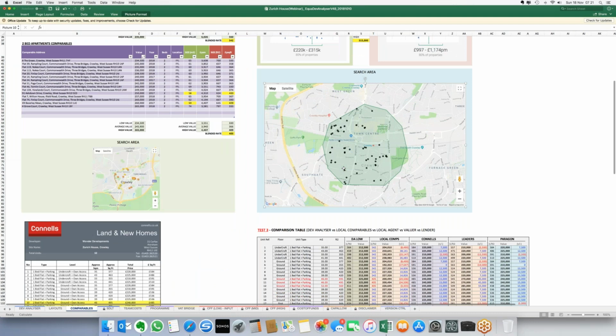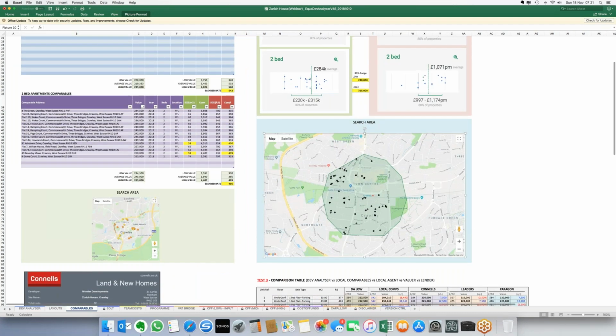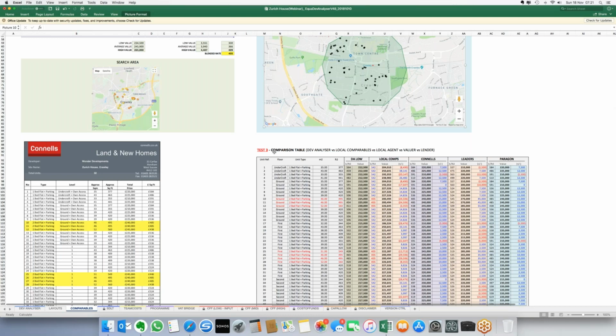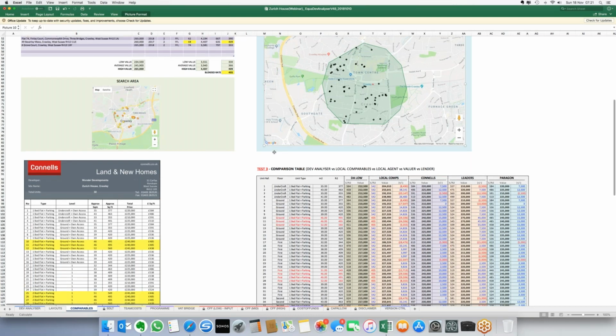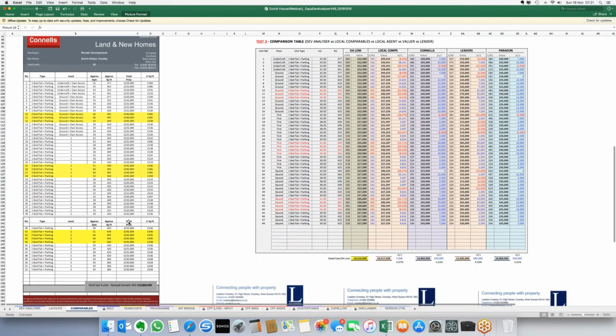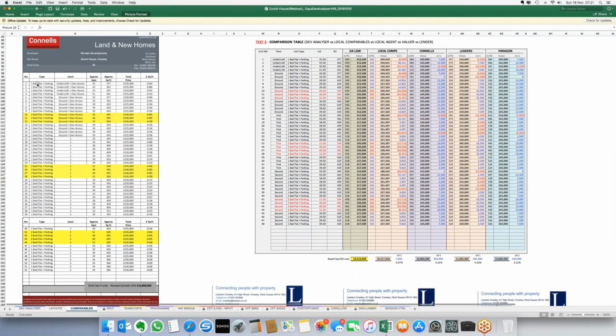Okay, so the third test is, if you remember, we sent off the email right at the start of this process to the local agents, and now we're going to analyse those returns. So we can see here on the left, Connells have come back. So they've looked at our numbers. We haven't influenced them at all in terms of where we are in price.